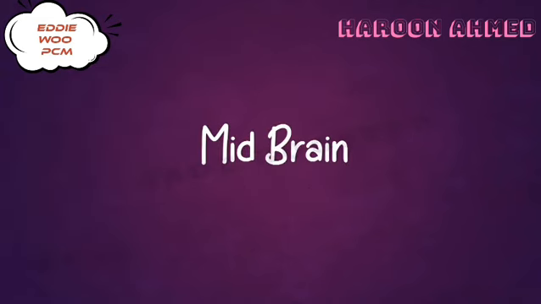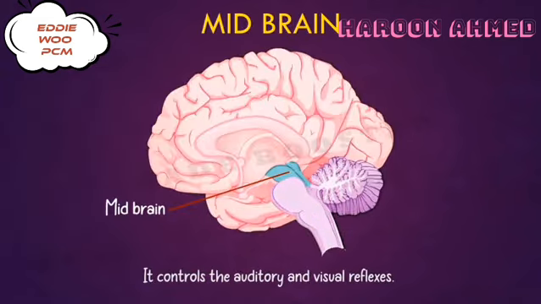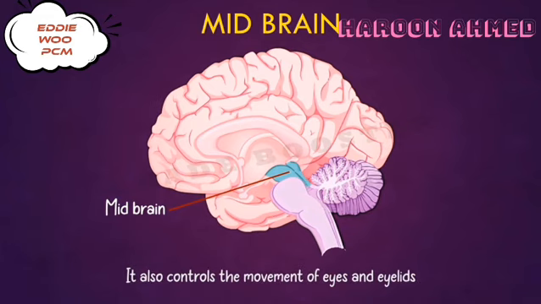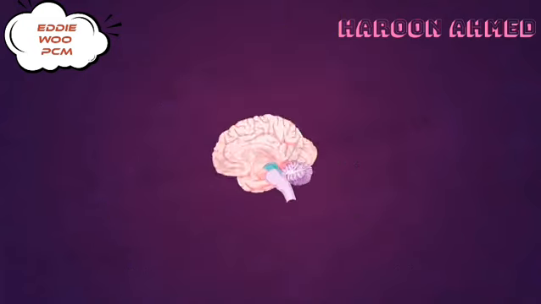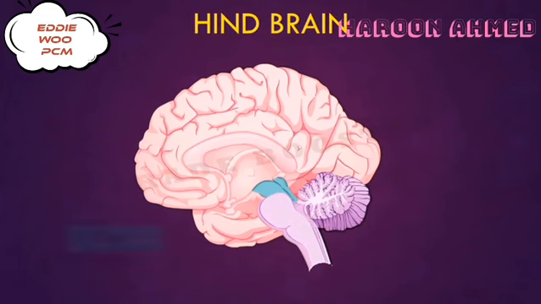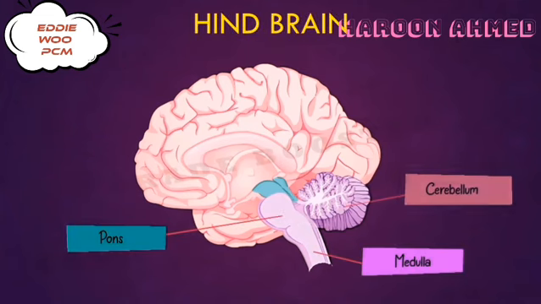Next we see midbrain. Midbrain controls the visual and auditory reflexes. It also has center for controlling the movements of our eye and eyelids. Hindbrain. Hindbrain has 3 parts, namely pons, medulla oblongata, and cerebellum.